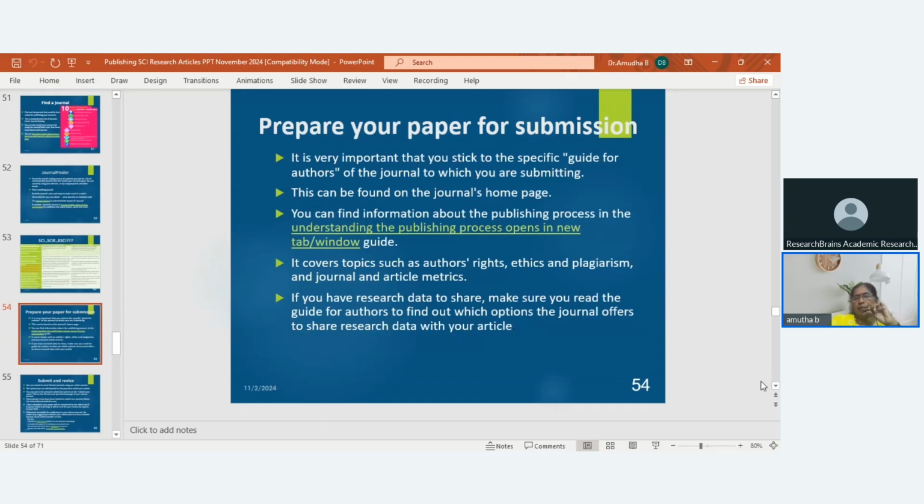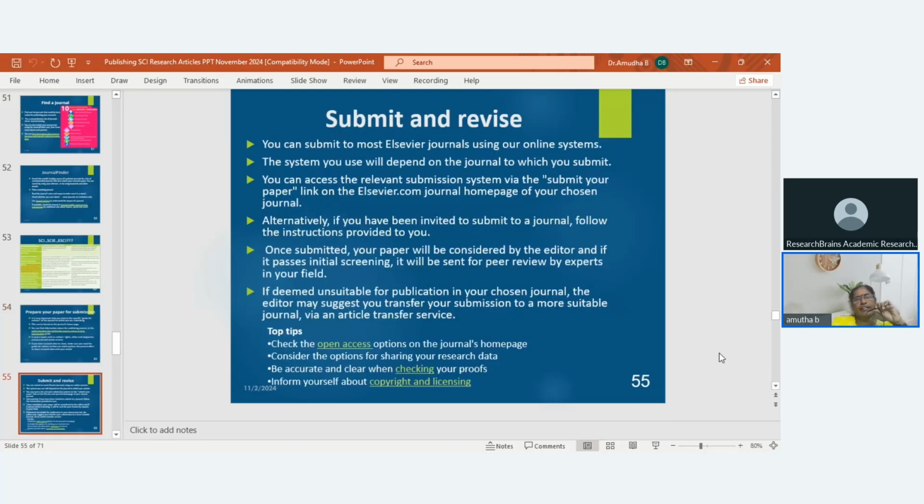And you can prepare your paper for submission. After knowing all this, after knowing the publishing process, there are procedures available on each and every journal's homepage. If you go to the homepage, that will guide you whether you want to go for open access, whether you want to pay the article processing charges, the article processing fee, or you want to make your paper open access with no need to pay the article processing fee. In that way, you can select the journal on Elsevier.